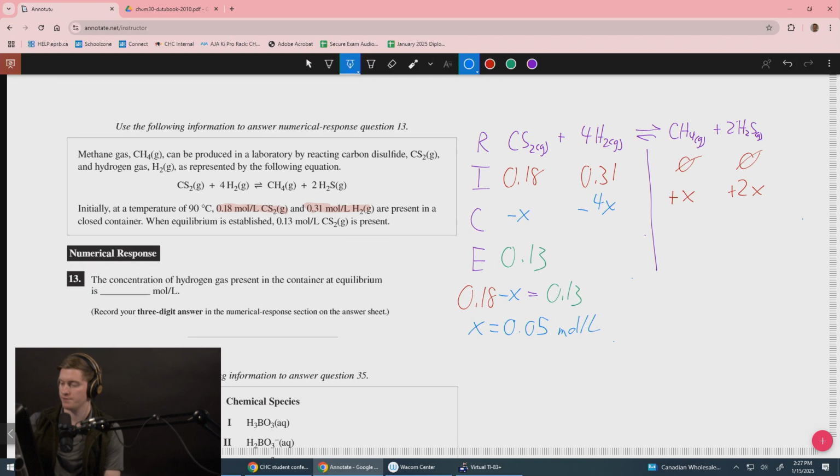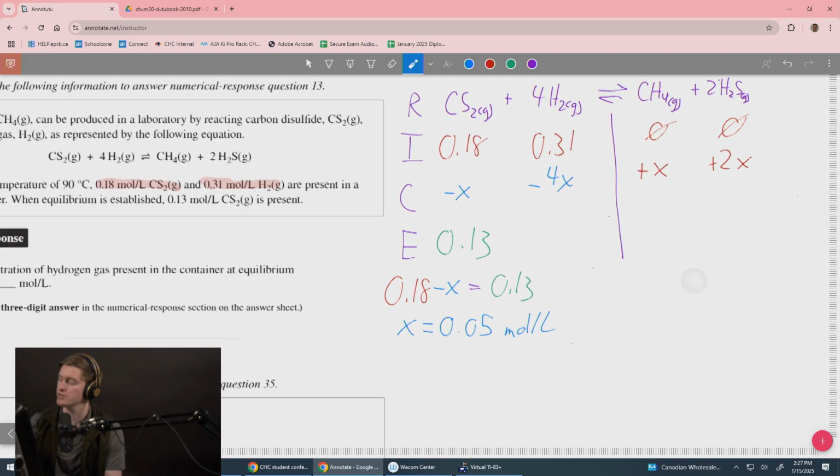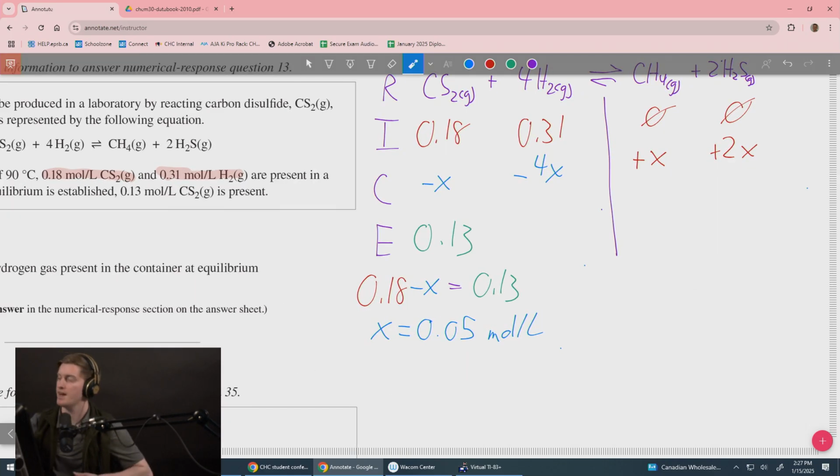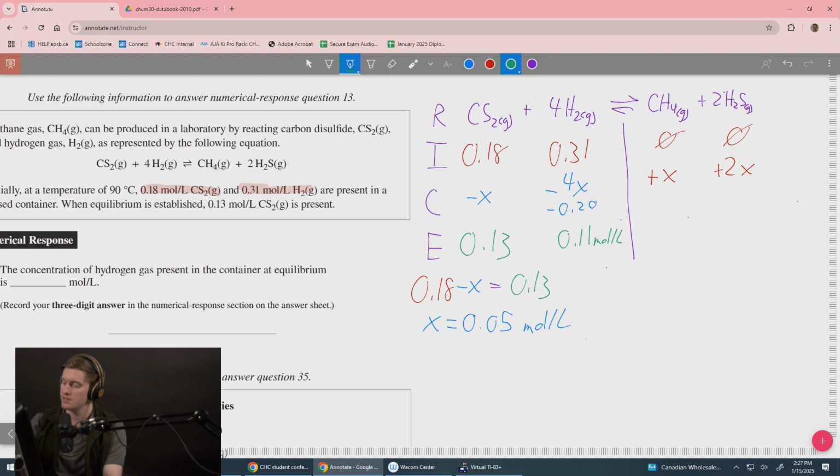Now, they're asking us to find the concentration of hydrogen gas present in the container at equilibrium. We can find all of the gases present in the container. This question is asking for hydrogen gas, but if they asked you for another gas on the diploma, it's a good idea to know how to calculate each of them. We know what our x value is. It's 0.05, so minus 4x would be the same as saying minus 0.20. 0.31 minus 0.20 would leave us with 0.11 moles per liter of hydrogen gas, which is the answer we're looking for.